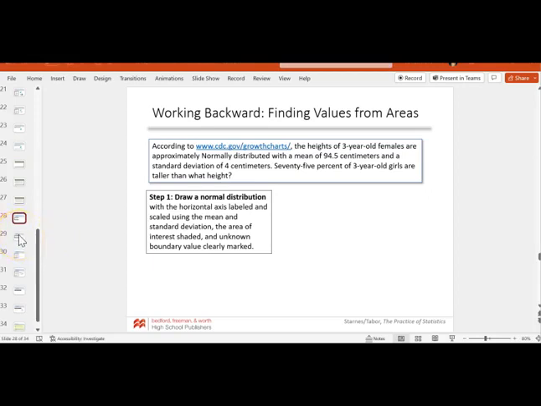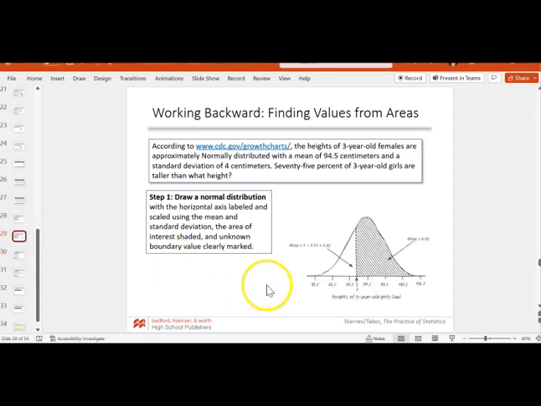So first step is draw our curve. Okay, so mean of 94.5, standard deviation of 4, so we added 4 and subtracted 4. We want to know what height 75% of girls are taller than. So I want to know what number here corresponds to this shaded in part having an area of 0.75. Okay, so the next thing is we're going to go to the calculators.